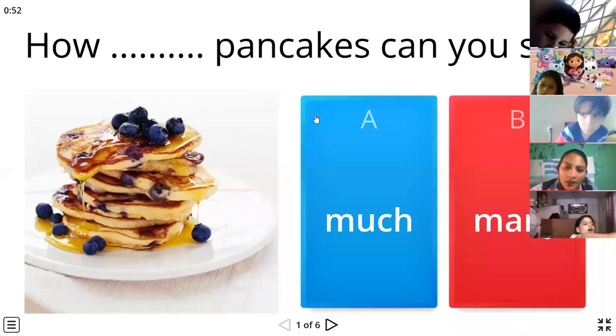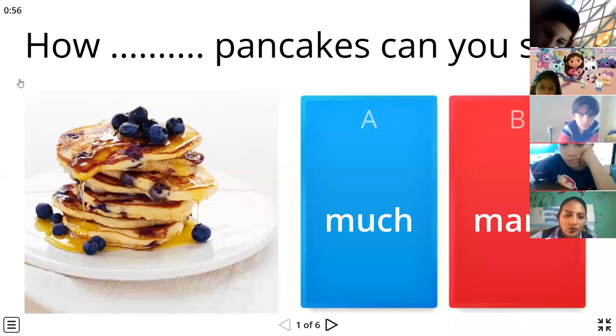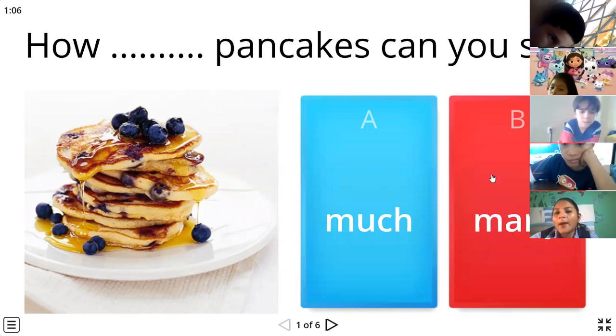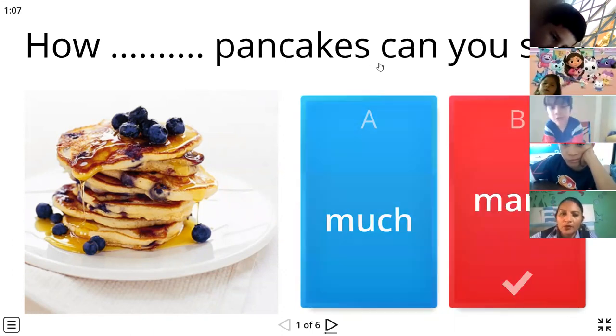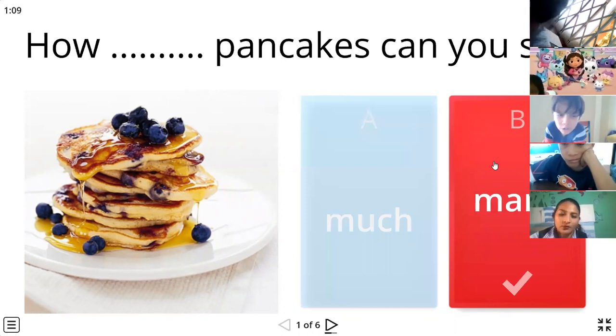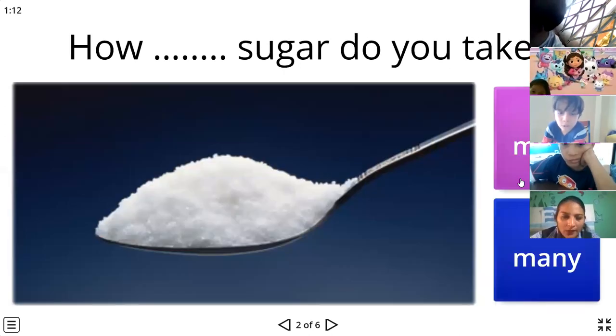Ethan, can you help me with the first one? Just orally tell me how much or how many pancakes can you see? What is the answer? Much or many? Many? How many? Very good, because it's in plural. Thank you, Ethan.